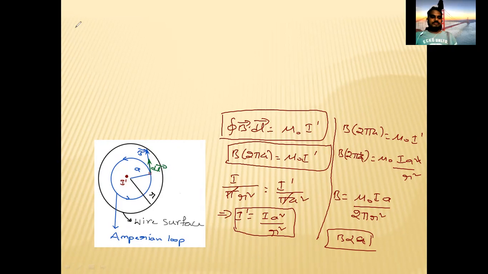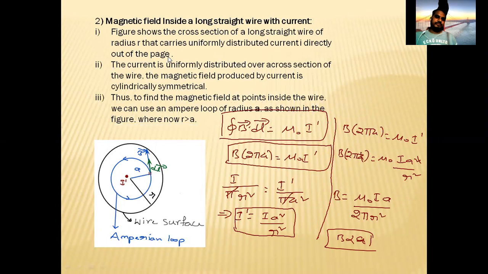Okay, so whatever we discussed here, we'll read out. See here. The first point says the figure shows the cross section of a long straight wire of radius r that carries uniformly distributed current I directly out of the page. The current is uniformly distributed over the cross section of the wire. The magnetic field produced by the current is also cylindrically symmetrical. Thus, to find the magnetic field at a point inside the wire, we can use an Ampere loop of radius a as shown in the figure, where now r is greater than a. This is what we have discussed, and I've explained in a mathematical way how we get it. Okay.